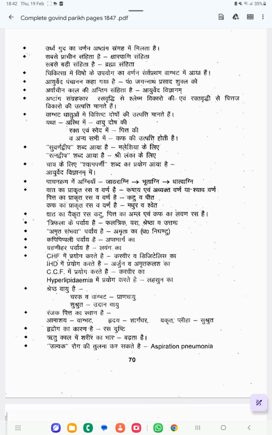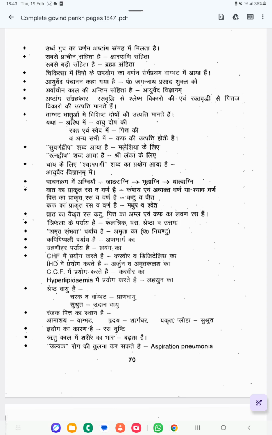Pitta Prakrita rasa, the normal rasa of Pitta is Katu. Normal Varna is Pita, yellow discoloration. That yellow discoloration is indicating Pitta dosha. That is the normal color of Pitta.